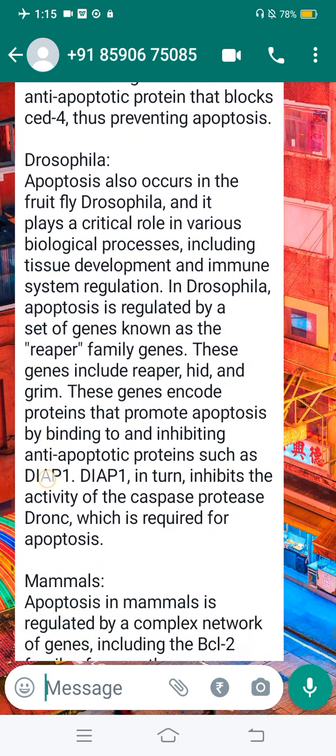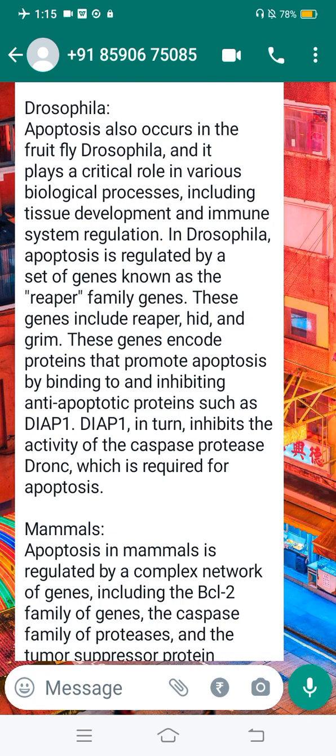Apoptosis also occurs in the fruit fly Drosophila, and it plays a critical role in various biological processes, including tissue development and immune system regulation. In Drosophila, apoptosis is regulated by a set of genes known as the Reaper family genes. These genes include Reaper, HID, and GRIM. These genes encode proteins that promote apoptosis by binding to and inhibiting anti-apoptotic proteins such as DIAP1. DIAP1 in turn inhibits the activity of the caspase protease DRONC, which is required for apoptosis.